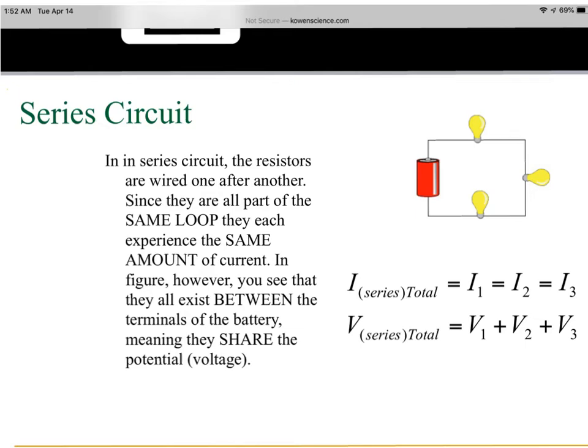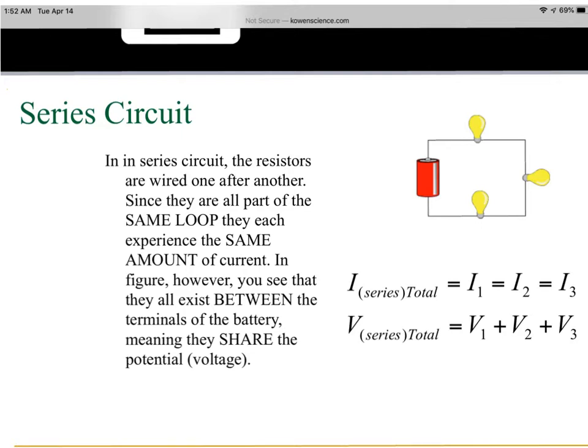In this video, we will review how to solve circuit problems, both series circuits and parallel circuits. We will begin with series circuits. In a series circuit, the resistors are wired one after another. We can see that right here. Since they are all part of the same loop, they each experience the same amount of current.